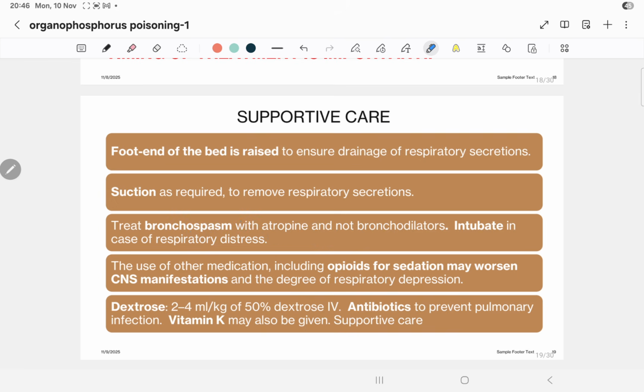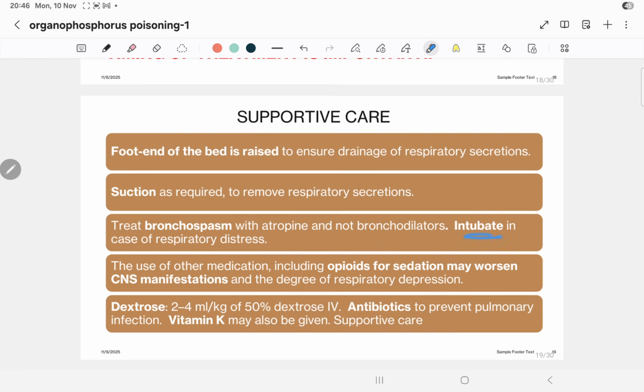Secretions are irritating the bronchial tree and it is getting contracted, or its lumen is getting narrower because of the secretion. Bronchodilators are mainly used in asthma or COPD patients, where the bronchial contraction is due to the contraction of muscles and not due to secretions. Here we need to dry up the secretions so that the patient can breathe. So bronchospasm is treated with atropine and not bronchodilators.